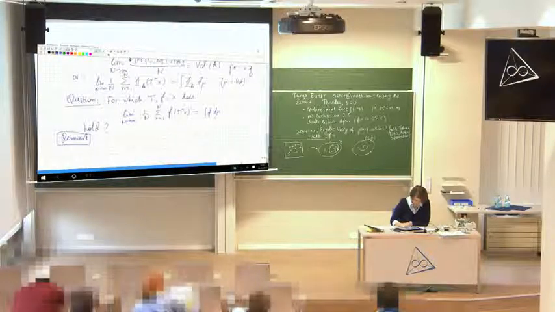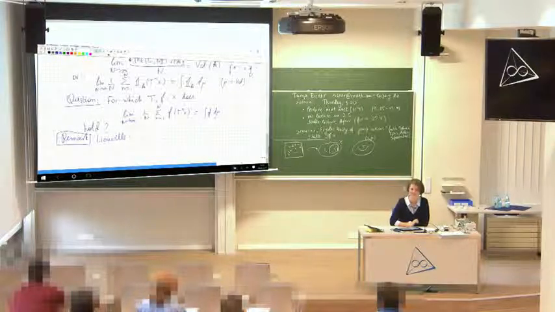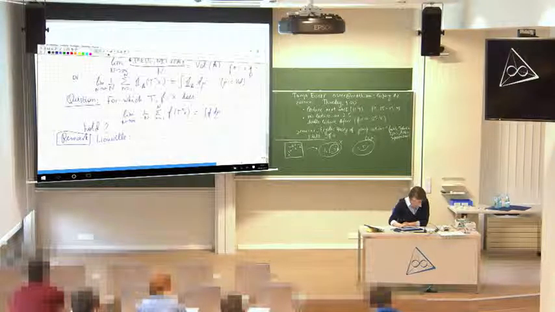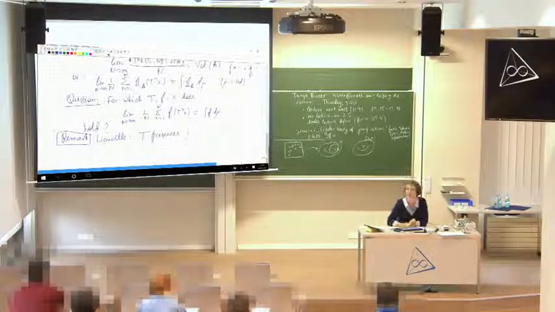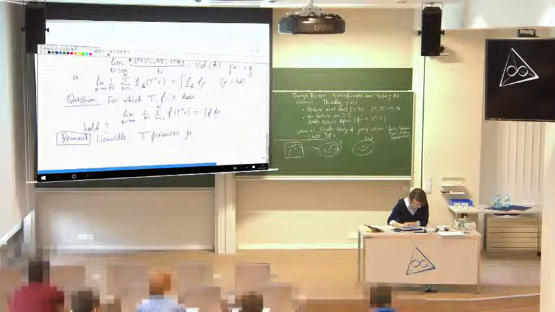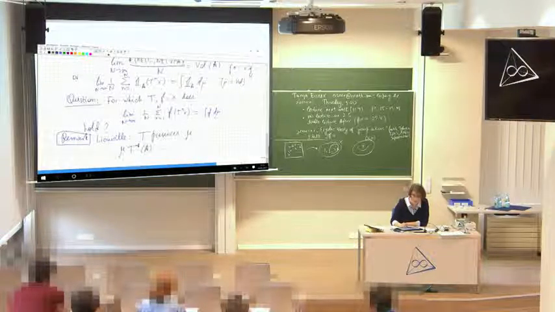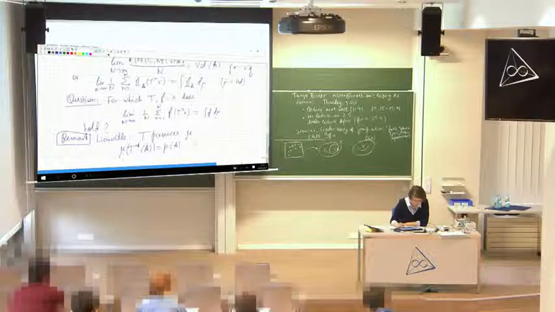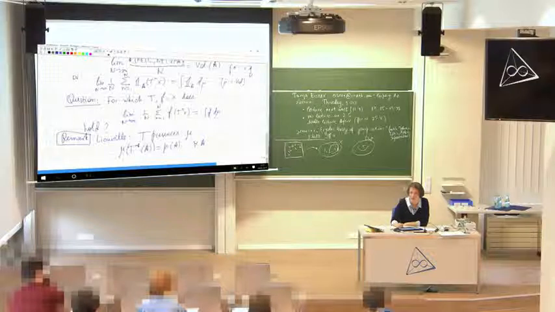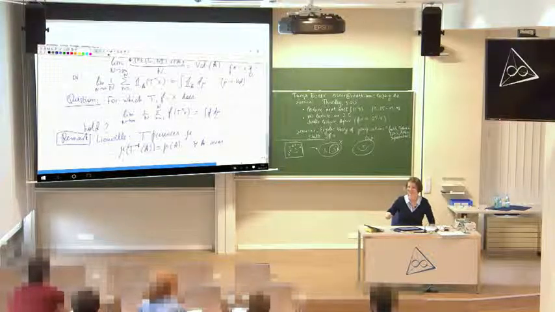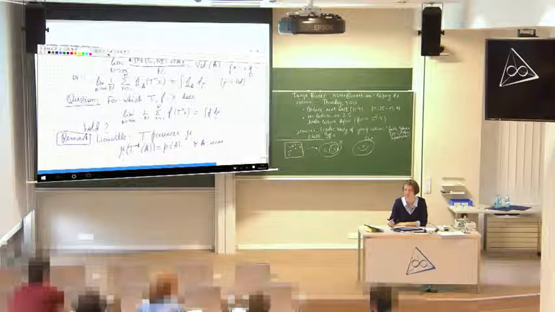So, Liouville proves the following. Liouville's theorem doesn't have anything to do with holomorphic functions, it's a completely different setting. This T preserves mu. What does it mean, preserves? It means that if we consider the pre-image of a set, then it has the same measure as the set itself. Well, for every measurable A, yes. Sorry, this T is the one of solidity, right? Yes, exactly. This transformation T has the good property of preserving the volume.